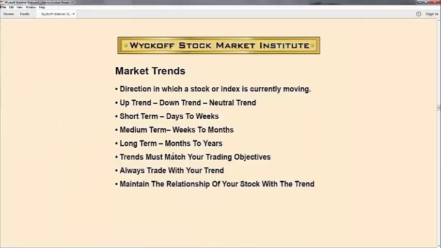Let's talk about market trends. A market trend is the direction in which a stock or index is currently moving. These trends have trend lines that define trend boundaries and are called trend channels. There are three types of trends: obviously, an uptrend, a downtrend, or a neutral trend. But what's important about trends is they can last different periods of time. Short-term trends last from days to weeks. Medium-term trends last from weeks to months, and long-term trends last from months to years.